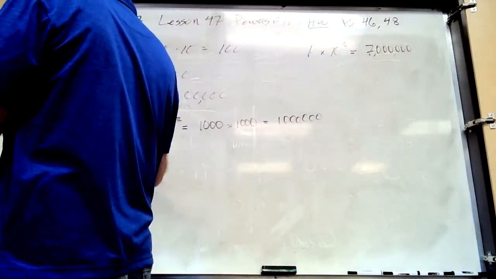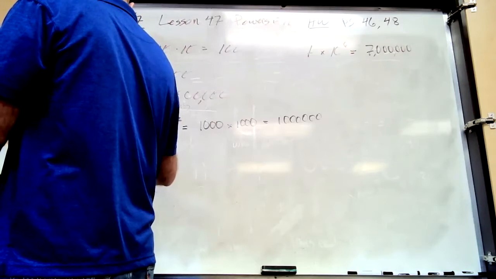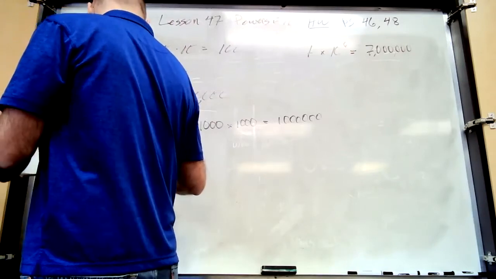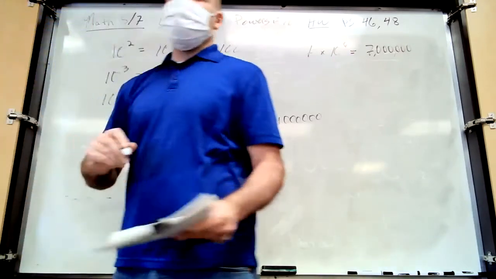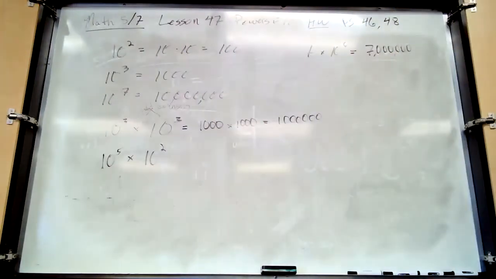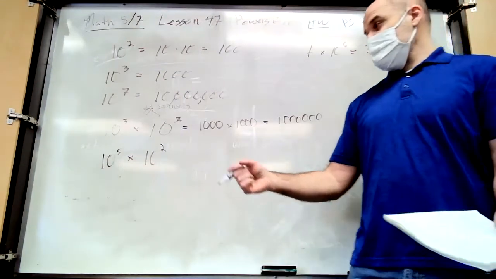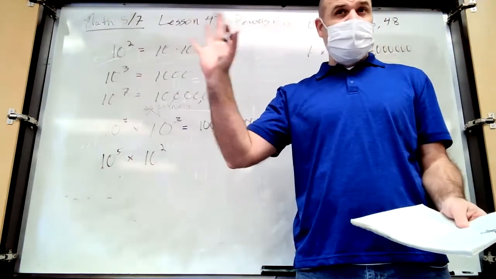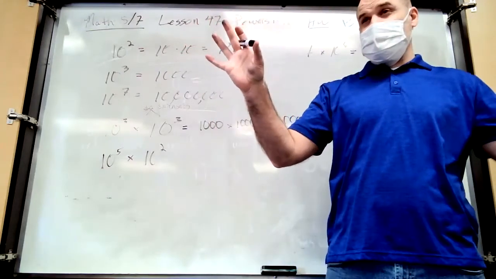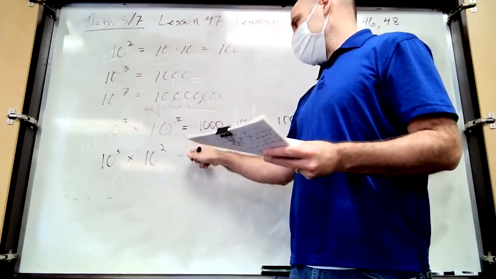What's 10 to the 5th? What's 10 to the 5th times 10 to the 2nd? Quick! Shout it out. 10 to the 7th, right? You just add the exponents. That's 5 tens being multiplied, and then another couple of tens. So that's 10 to the 7th.